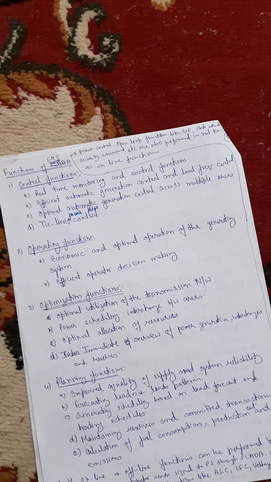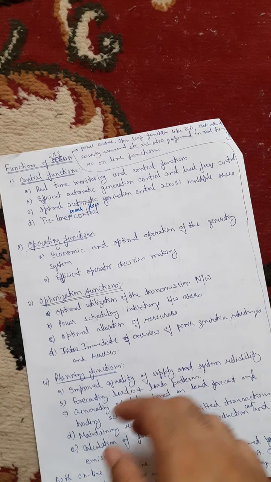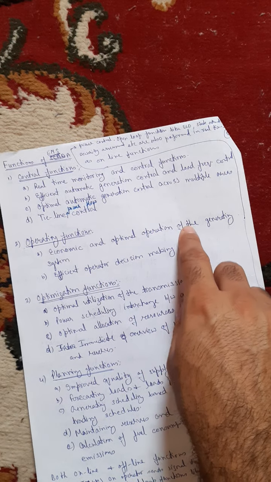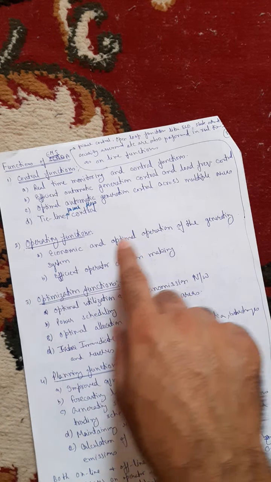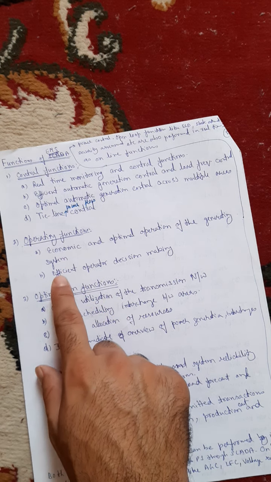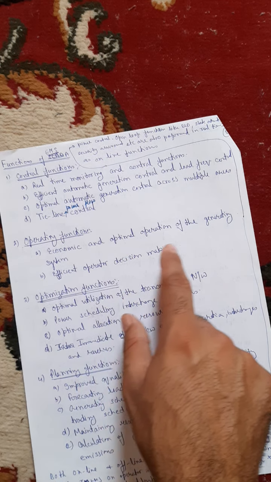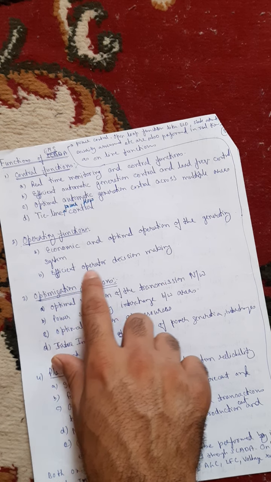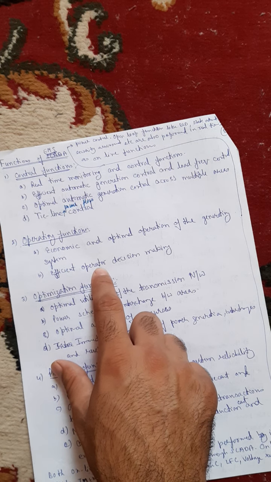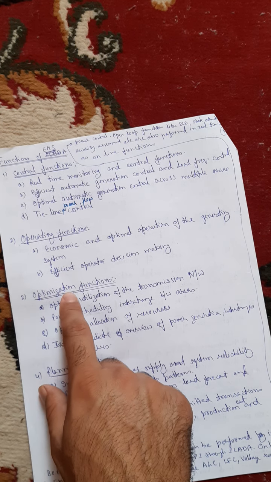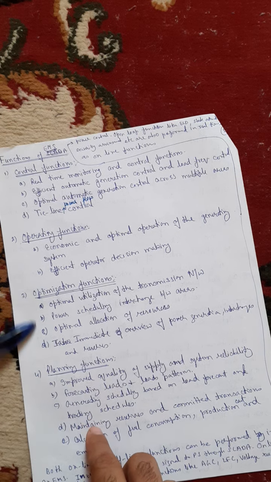Next come the operating functions of the energy management system. The first operating function is economic and optimal operation of the generating systems. And the second is efficient operator decision making. This means the energy management system will help the operator in efficient decision making. The third is the optimization functions. We have 4 optimization functions.